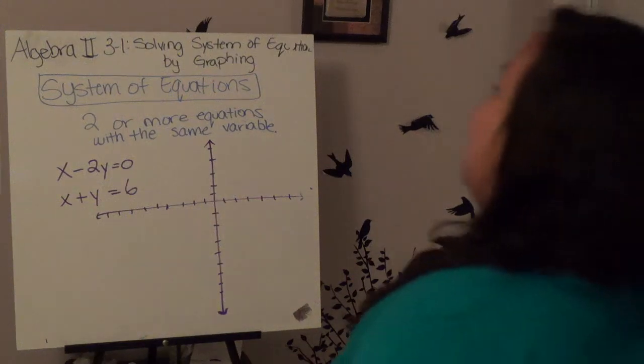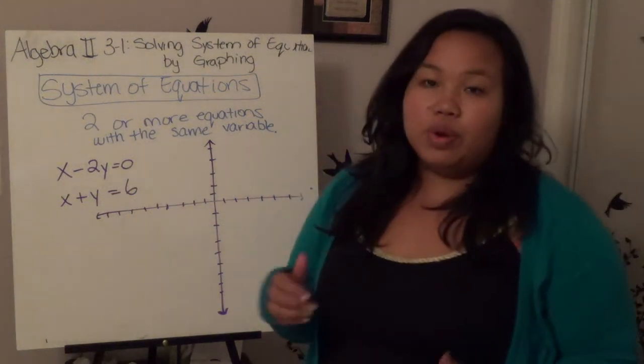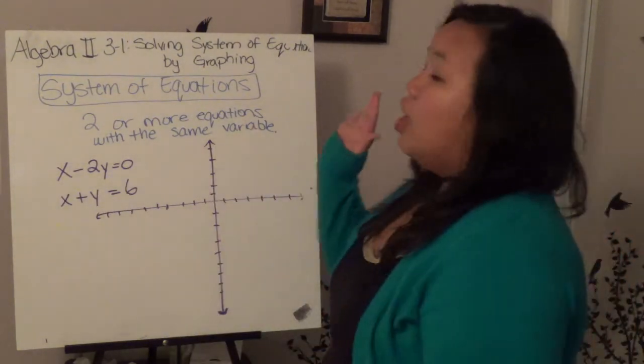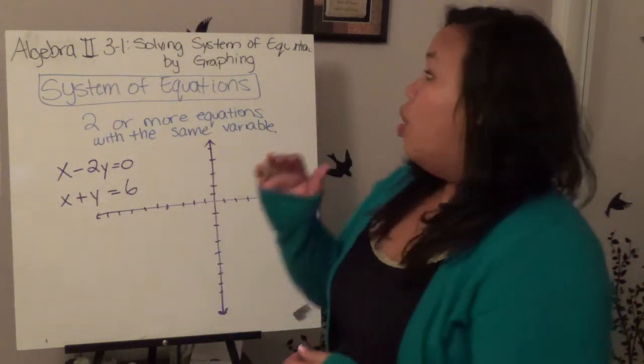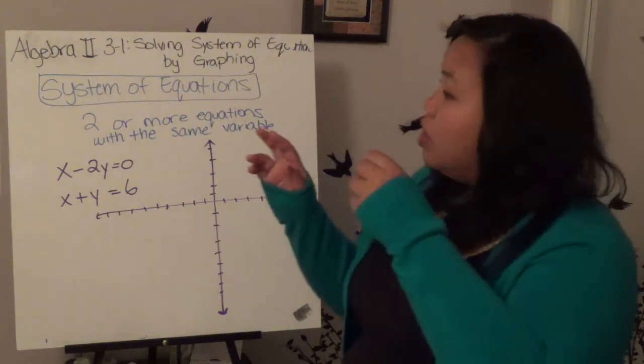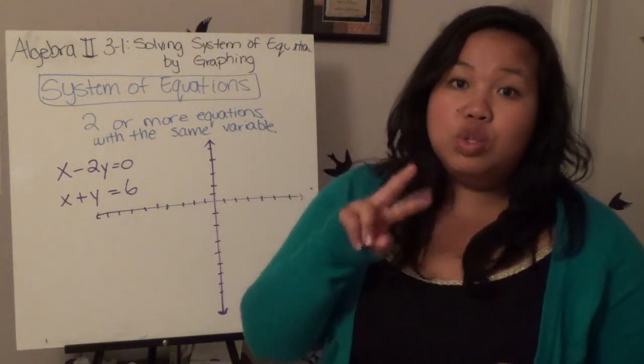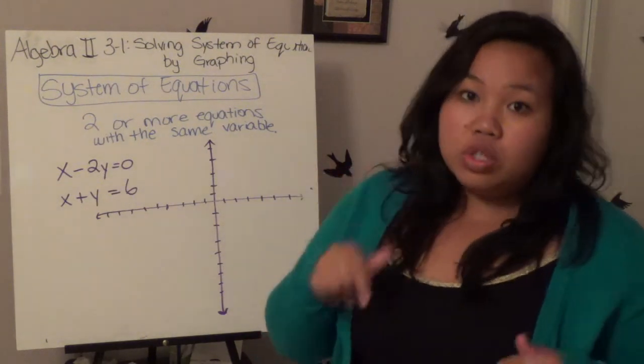In Algebra 2, Section 3.1, we're going into systems of equations. Chapter 3 has a lot of systems of equations. What that means is we're dealing with not just one equation, but two. A system of equations has two or more, but their solutions are the same.